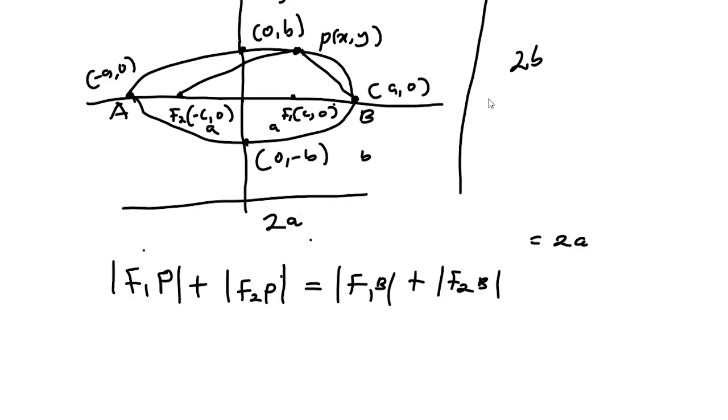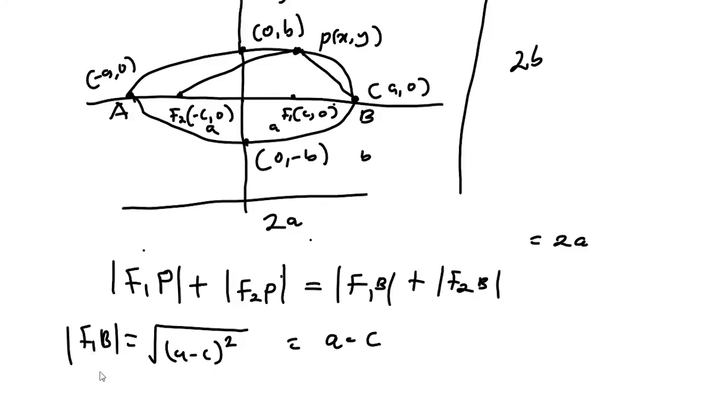Now the distance between this point and F1, B, so F1B will be equal to the square root of A minus C all squared. So we have F1 here, then the B here, we have A minus C. Then we have 0 minus 0, so I'm still getting this here. And this is going to give us A minus C. That's for the F1B.